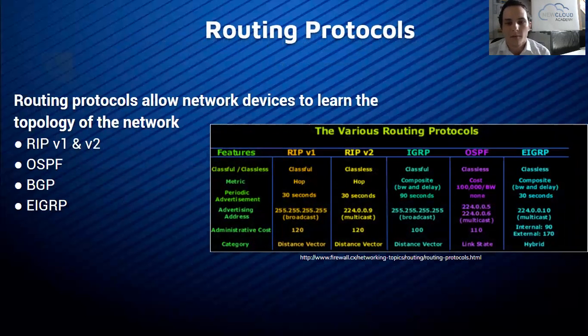Here are some examples of other routing protocols. As you can see, there are many other different routing protocols that can be implemented on a network. RIP is actually quite old compared to other routing protocols. These other routing protocols would include OSPF, which stands for Open Shortest Path First, BGP, which is Border Gateway Protocol, and Enhanced Interior Gateway Routing Protocol, which is EIGRP.